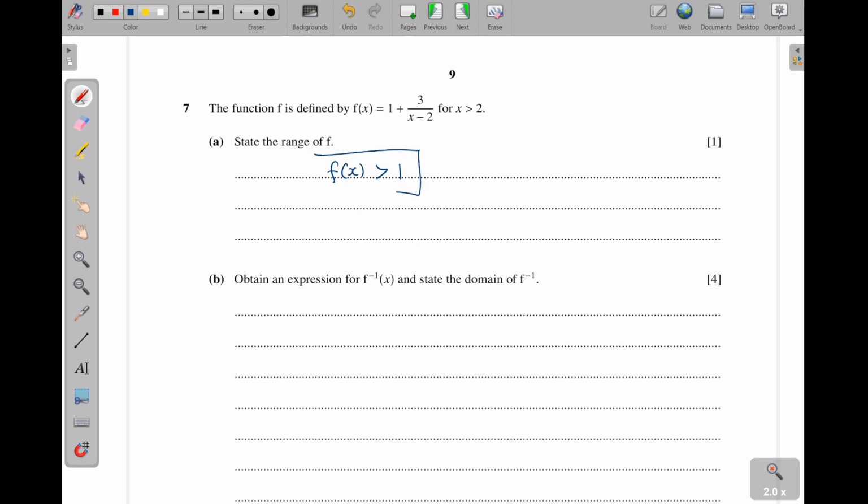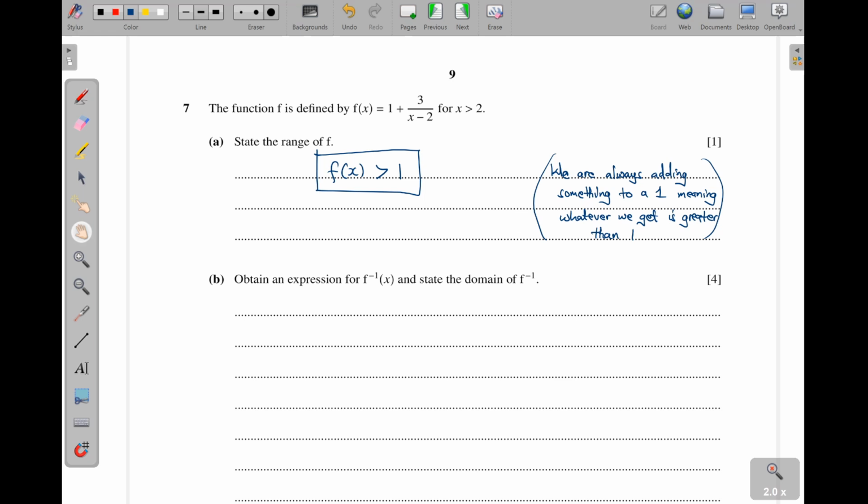So the range of f is going to be f of x greater than 1. As simple as that. Okay? So let me write something here. We are always adding something to a 1. Meaning whatever we get is greater than 1. As simple as that.